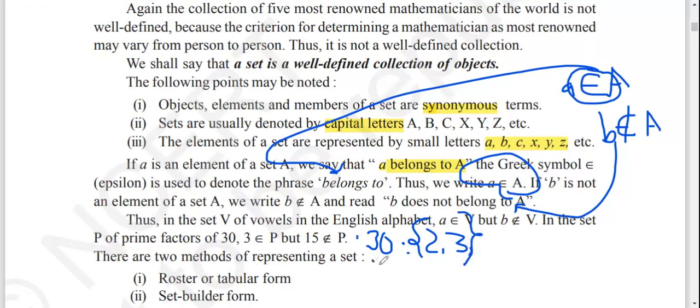2 and 3 belong to the set P. And 15 is not a prime factor. We don't have it in this collection. So 15 does not belong to P.